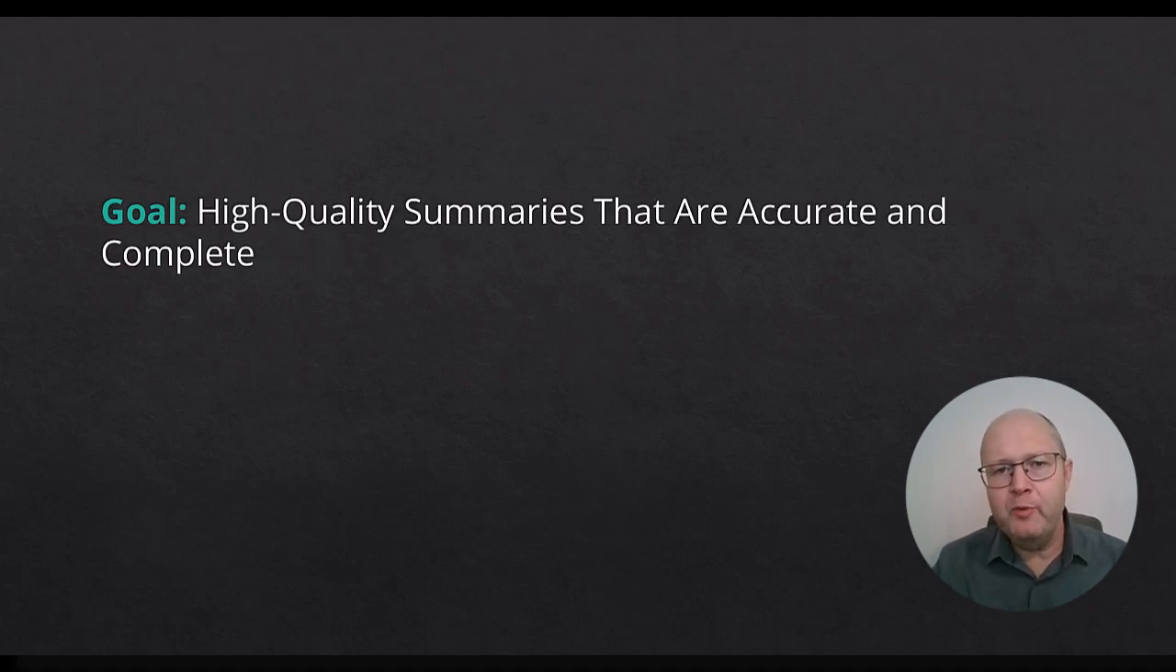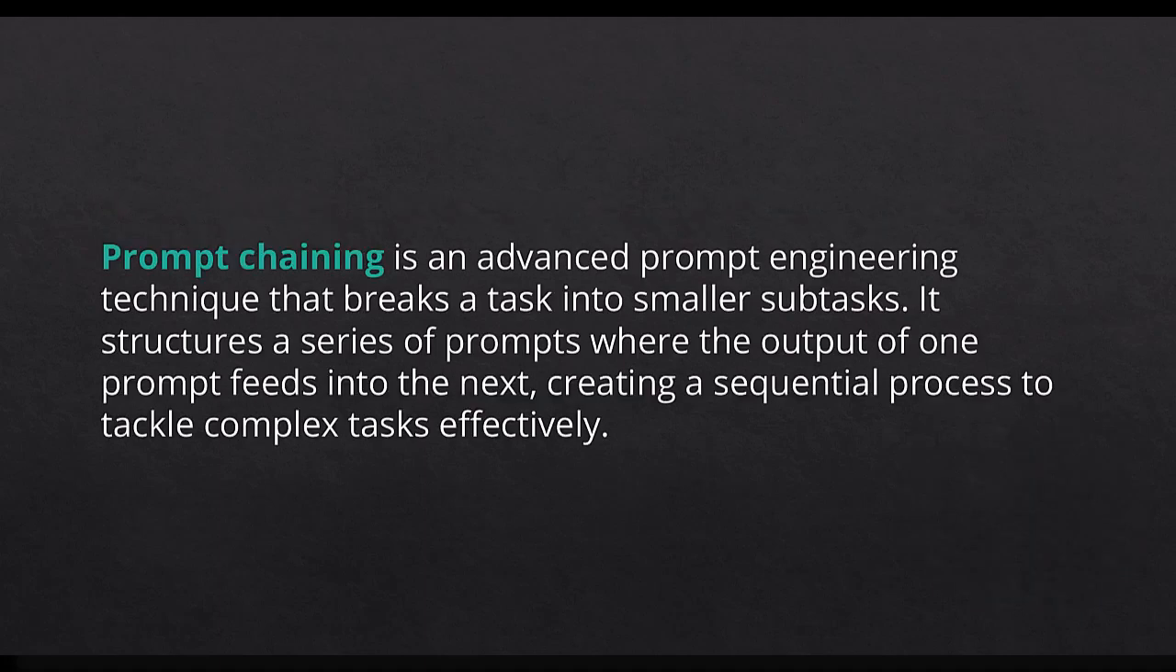Our goal is to produce high-quality summaries. These are summaries that are both accurate and complete. We want to have a high degree of confidence that the information contained in the summary is from the source data and that it's true. We also want to be confident that the summary isn't missing any important information that would be relevant to the user. In order to produce the highest quality summaries, we're going to use a technique called prompt chaining.